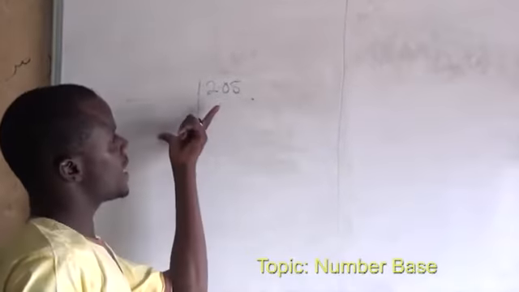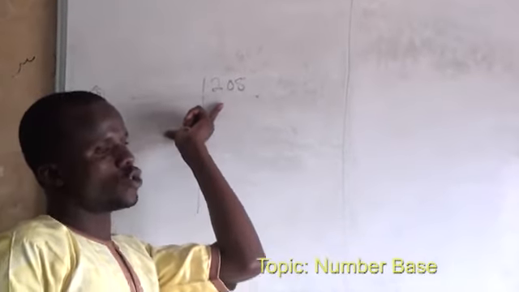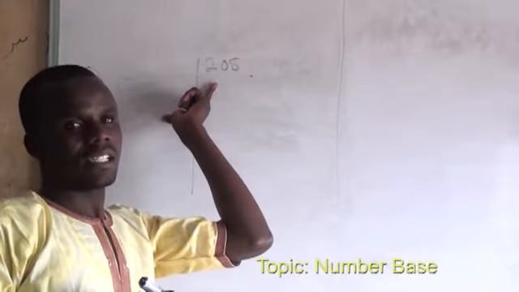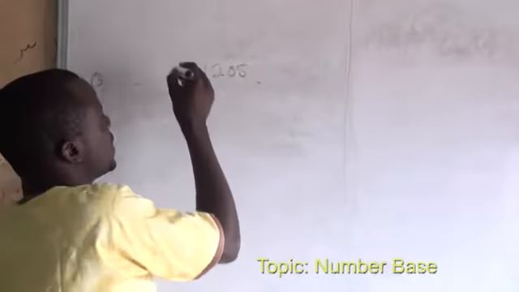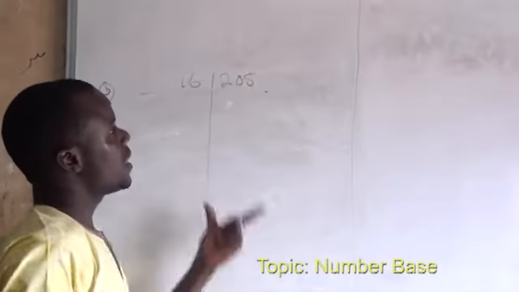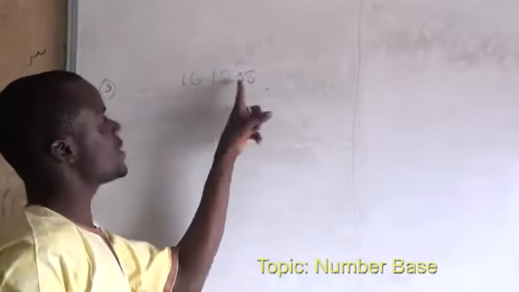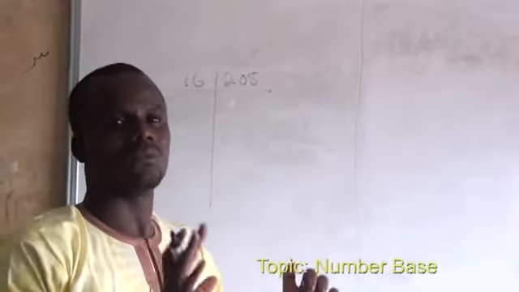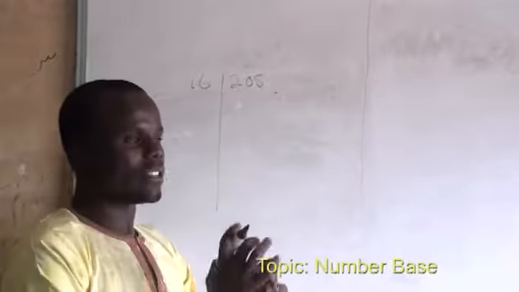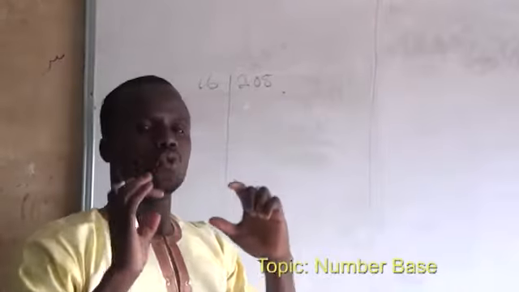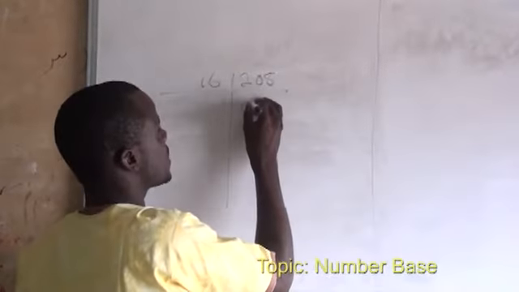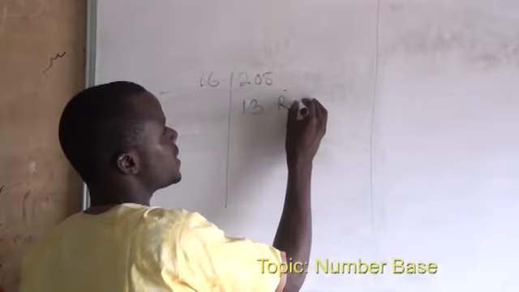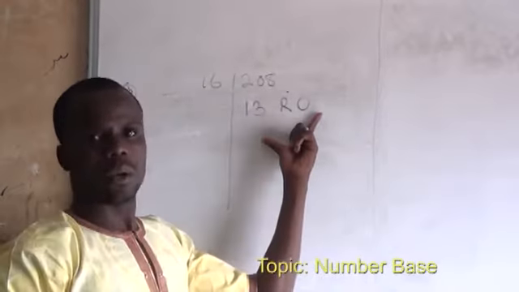We're now going to convert it to base 16, that is hexadecimal. So 16 into 208 goes 13 times, because 13 times 16 gives you 208. So here we have 13, then we say remainder 0.